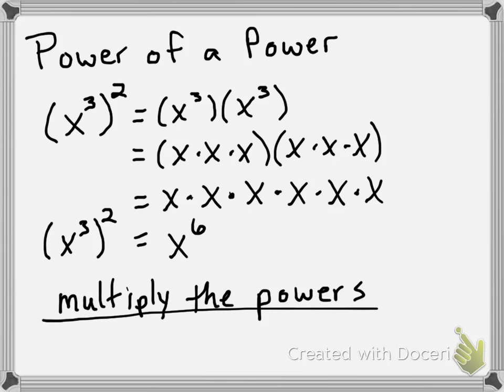This one is really our third exponent rule. We had when you multiply exponents, you add them. When you divide exponents, you subtract them. And now this one is when you raise exponents to an exponent, you multiply them. So 3 times 2 gives you the 6.